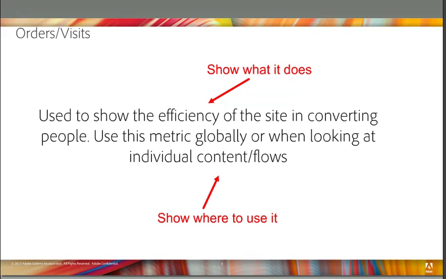For example, for orders per visit, it's used to show efficiency of the site and converting people. Super simple, but it's much more explanatory than just simply saying orders per visit. And then the second suggestion that we have is show where to use it. So orders per visit is a pretty standard metric, so you can use that globally or when looking at individual content and flows. So giving some context for how that calculated metric can be used.